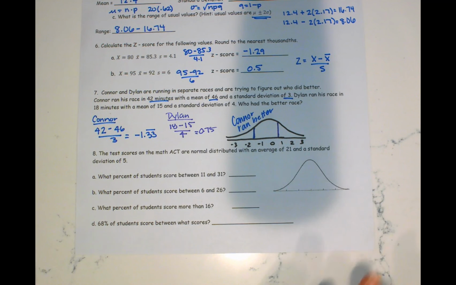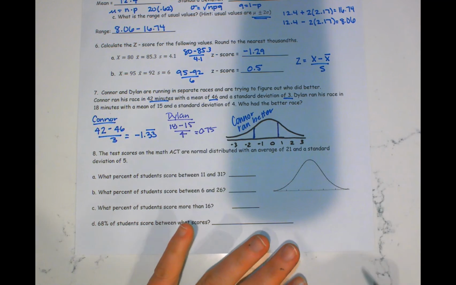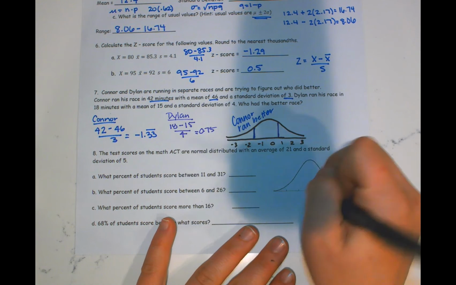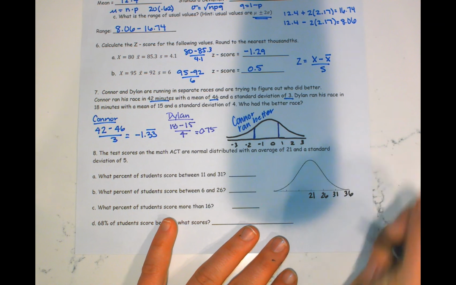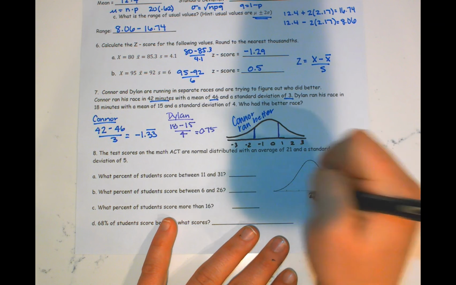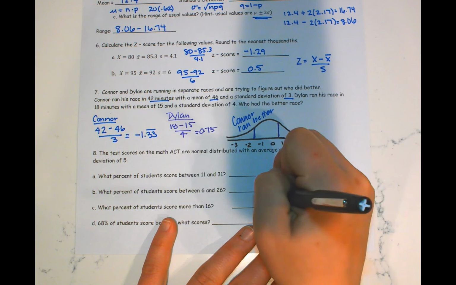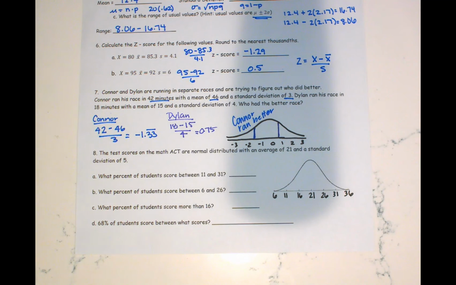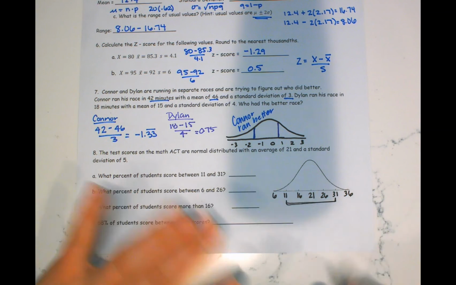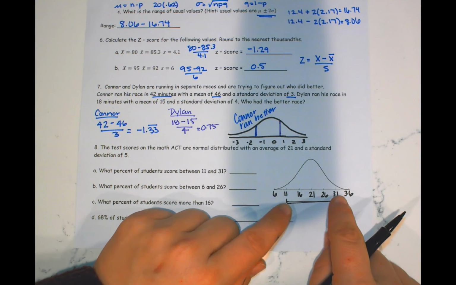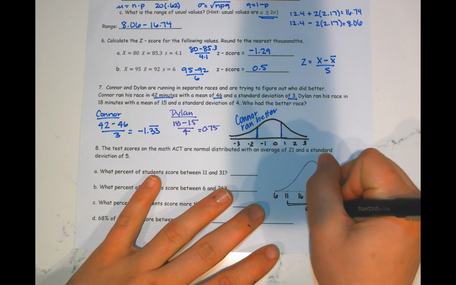All right, and then the last part we did was our empirical rule. So remember, if we have the test scores, the average was 21 and the standard deviation was 5. So this would be 26, 31, 36, and 16, 11, and 6. And we can figure out certain percentages or certain areas under the curve just based off of our empirical rule. So the first one says the score is between 11 and 31. So these are both 2 standard deviations from the mean. So remember, when we're 2 standard deviations from the mean, that's 95%.